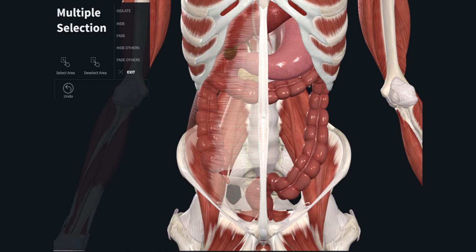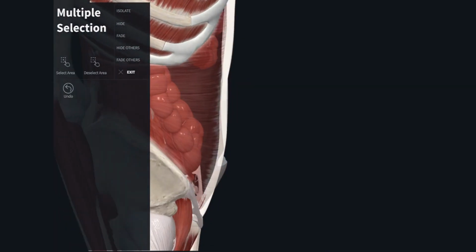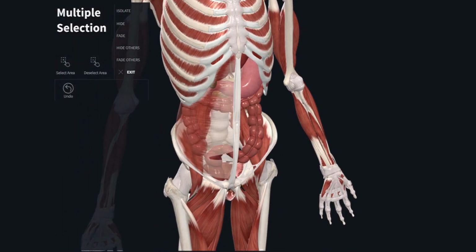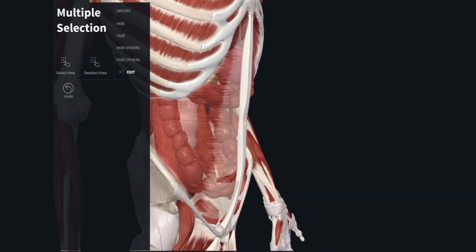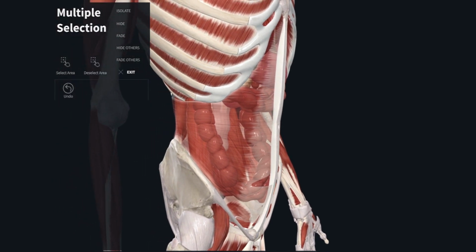Okay, so let's take a look. What are the muscles and the structures that are in close proximity to the ascending colon? That is the ascending colon right there, and you can see that we have the anterior abdominal wall and the transverse abdominis muscle. So the muscle that you can see at the ascending colon is the transverse abdominis.